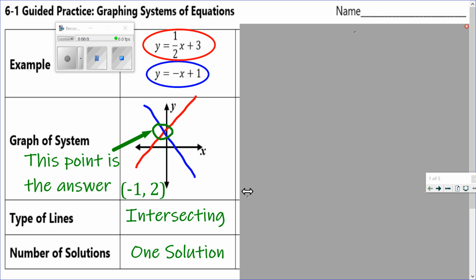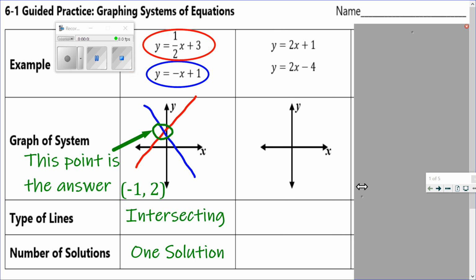Okay, so now moving on to the next example. You can see once again we have two equations. So just like the last example, we're going to start by graphing each equation. So to graph y equals 2x plus 1, we start at 1 and go up 2 and over 1 until we get a line that looks something like this.